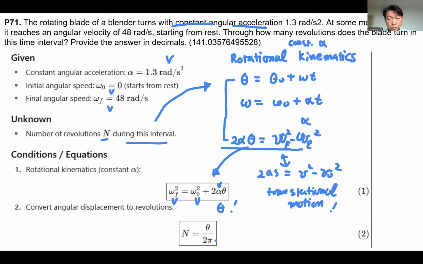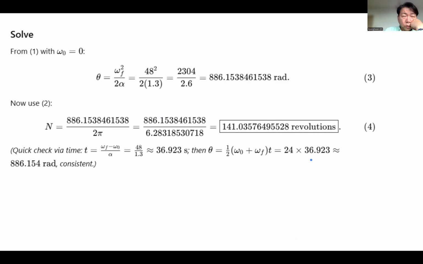Note that theta is in terms of radian. So in order to find out the number of revolutions, we need to divide theta by 2 pi radian. Then one revolution is 360 degrees, which is 2 pi radian. So initially W0 is 0, and then we get this relationship, and then we get this one, and then if we divide by the 2 pi radian, we get this relationship.